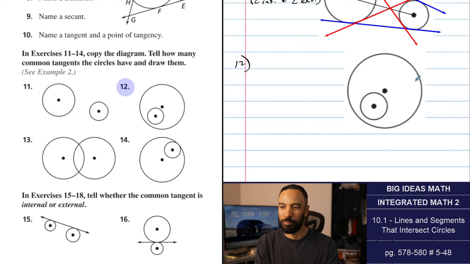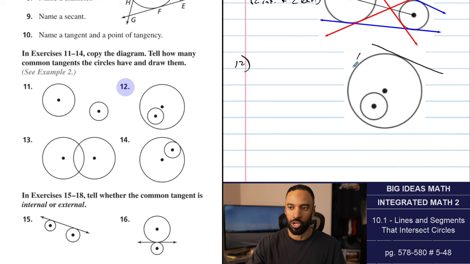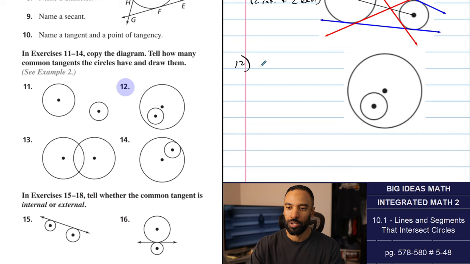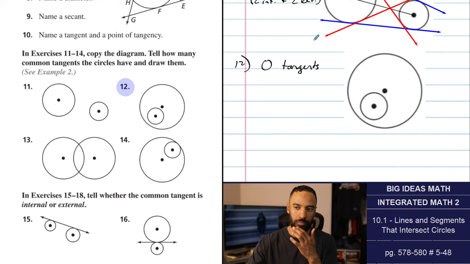If I draw any tangent lines outside here, there's no way it's going to be touching anything on that inside circle, so they wouldn't have a common tangent. If I draw any on the inside of this circle, they'd act as secant lines for the other one. So it has zero common tangents. When I say tangents, I do mean common tangents for that one. All right. Thanks, Mr. Teddy Bear.